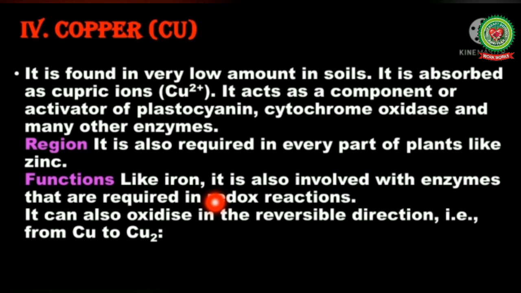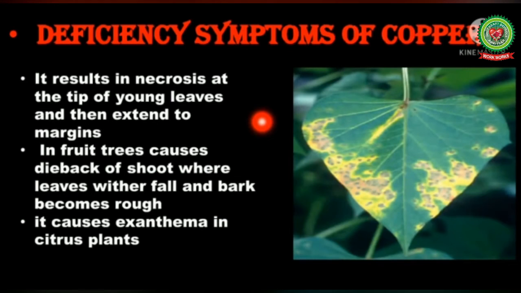Deficiency symptoms of copper. It results in necrosis at the tips of leaves and then extends to the margins. In fruit trees it causes dieback of shoots where leaves wither, fall and bark becomes rough. It causes exanthema in citrus plants.